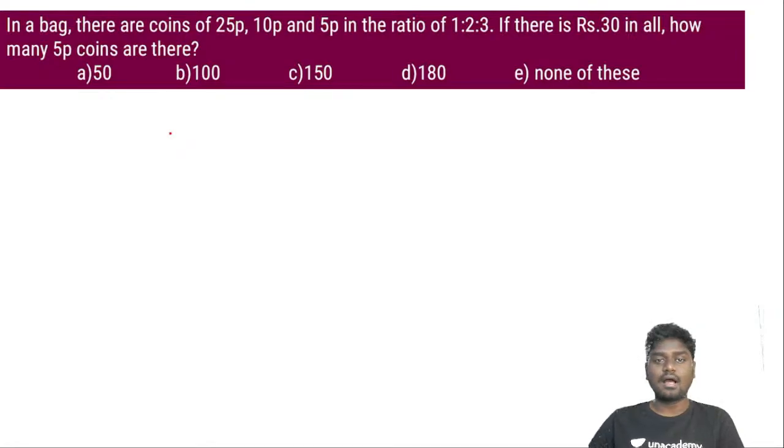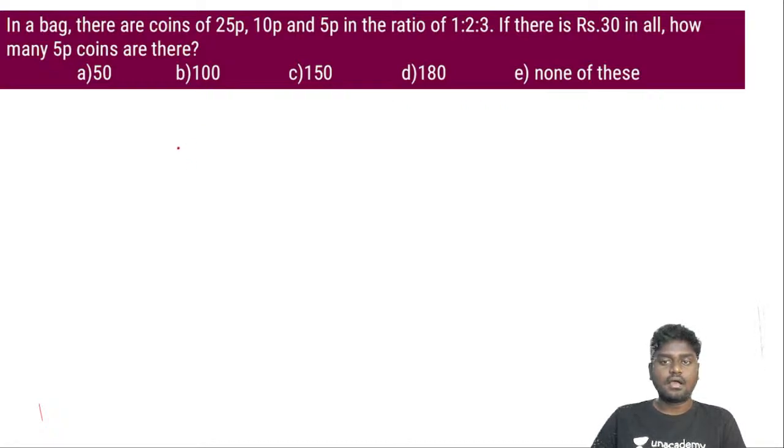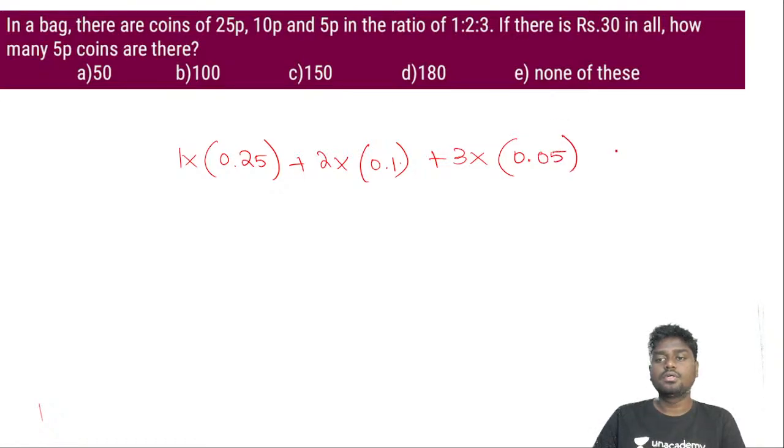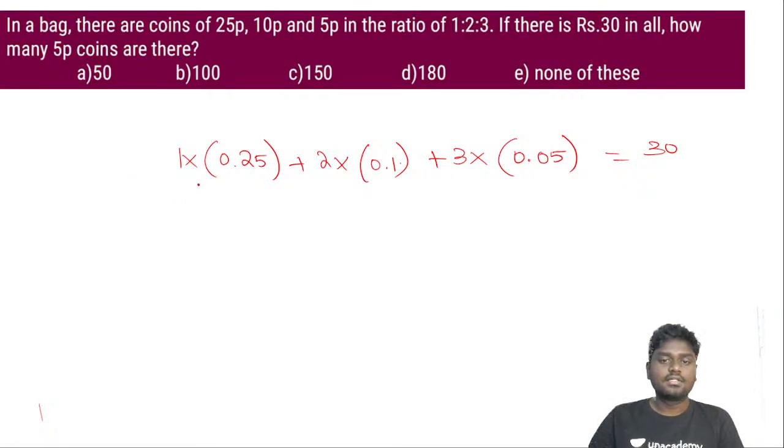Let's quickly do this. How to do this, guys? I'll take 25 paise coins, that is 1x of 0.25, plus 2x of 0.1, plus 3x of 5 paise, which means 0.05. That's what you need to do. This will give you a total amount of rupees 30. Don't put 0.5. 0.5 is 50 paise. If it is 5 paise, you need to put 0.05. Don't forget this.